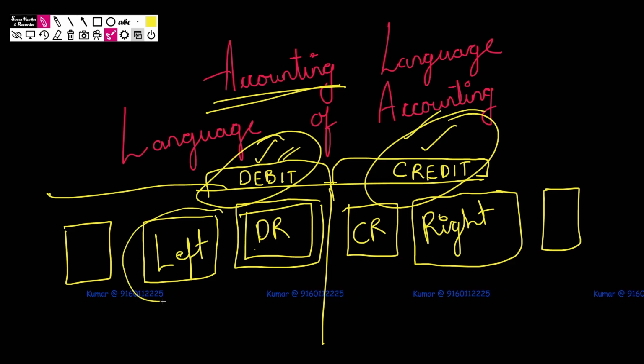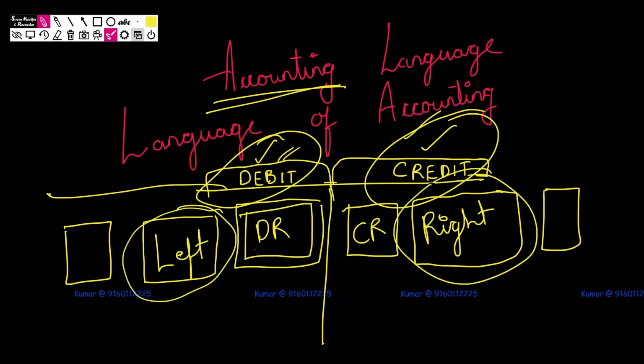Just as we call left and right in English and in Telugu, in the same way in accounting we don't call left and right. We call it debit and credit. That's it. No meanings for this. Just a language. Just one name.